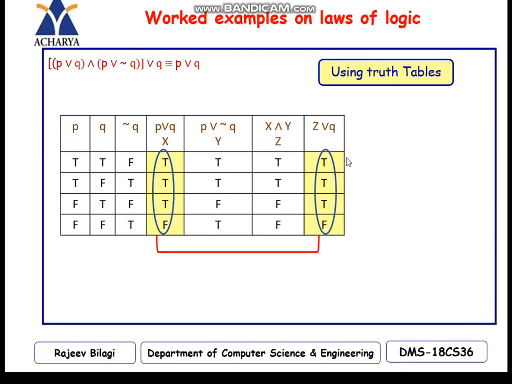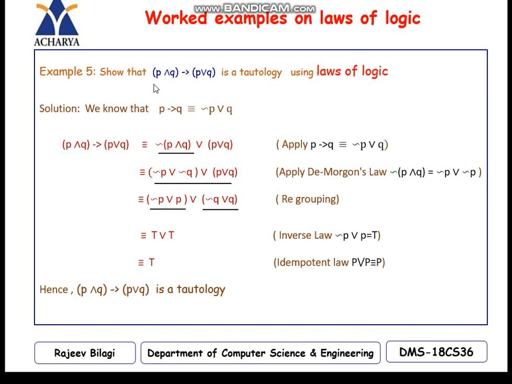We'll see another problem. Show that (P → Q) → ((P ∧ Q) → Q) is a tautology using laws of logic. That is, when you perform all these operations, at the end you should get T to prove that it is a tautology. To start with, we know that this particular compound proposition is of the form P then Q.